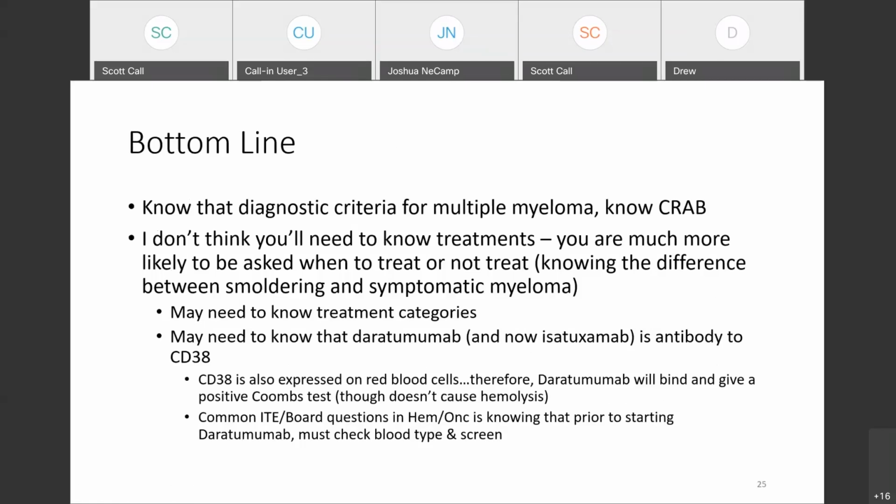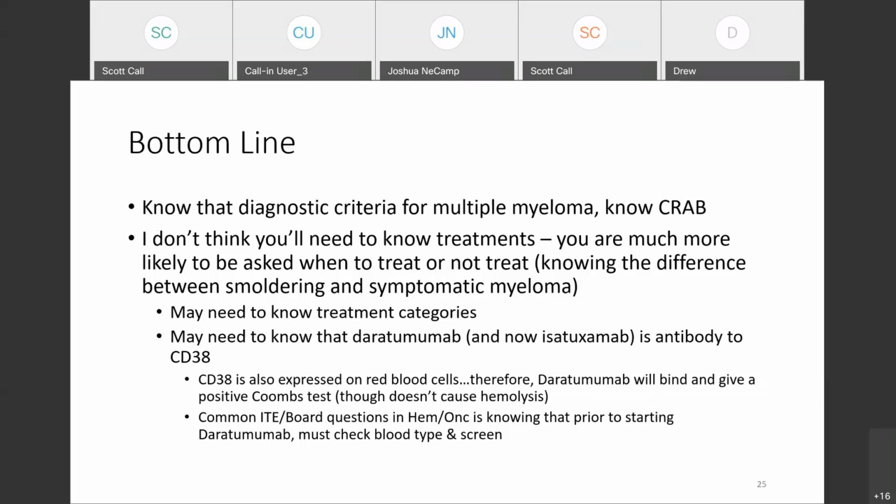I don't think you would be asked about daratumumab, and isatuximab is another CD38 antibody. But you might hear more and more about daratumumab because it's probably the best drug we have for myeloma. Just as an aside, it's a very common question on our in-training exams and probably our board exams that CD38 is expressed on red cells. So daratumumab will also bind to red cells and make people look like they have a positive Coombs test, even though it doesn't cause hemolytic anemia.